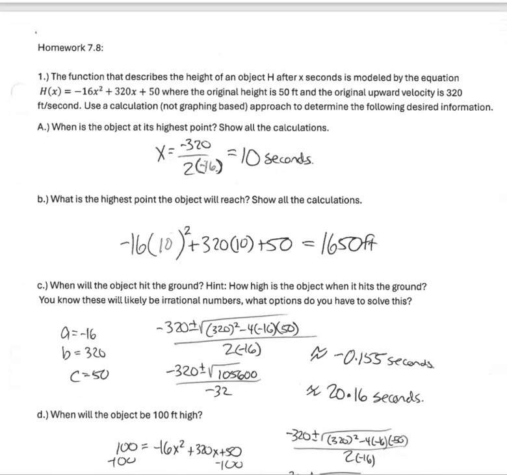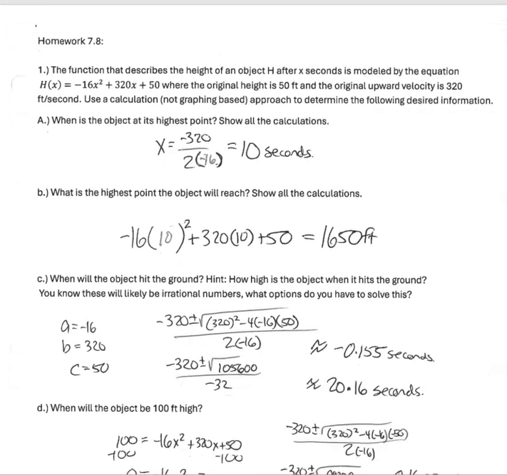Let's take a look at the homework. The homework says the function that describes the height of an object h after x seconds is modeled by the equation h of x equals negative 16x squared plus 320x plus 50, where 50 is the original height, 320 is the feet per second upwards. Do not use a graph-based approach.